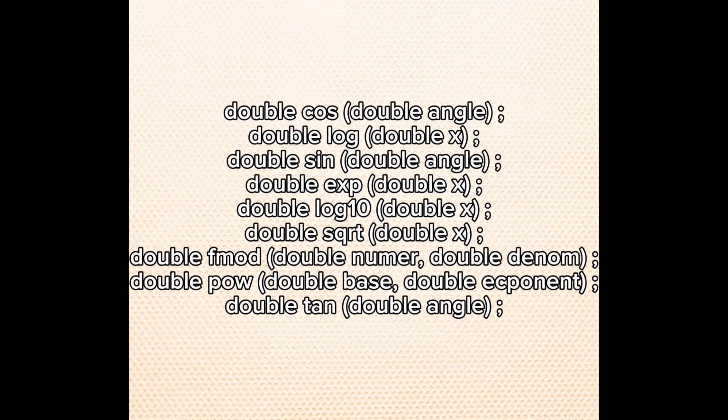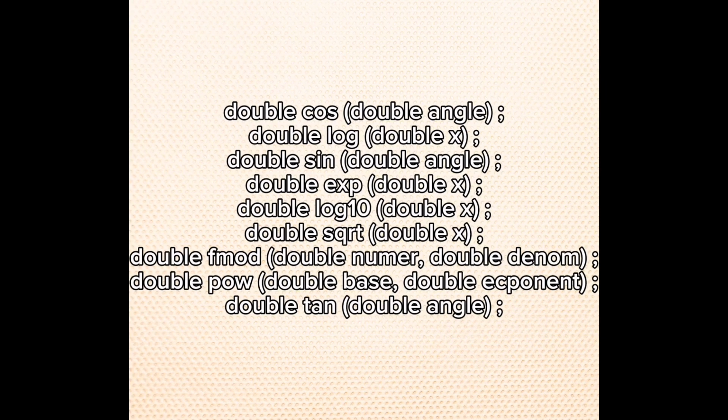For the exp, double x. This function computes the exponential value of a given number. It raises the mathematical constant e to the power of the input argument. For log10, double x. The log10 function calculates the base 10 logarithm of a number. It returns the base 10 logarithm of the given argument.